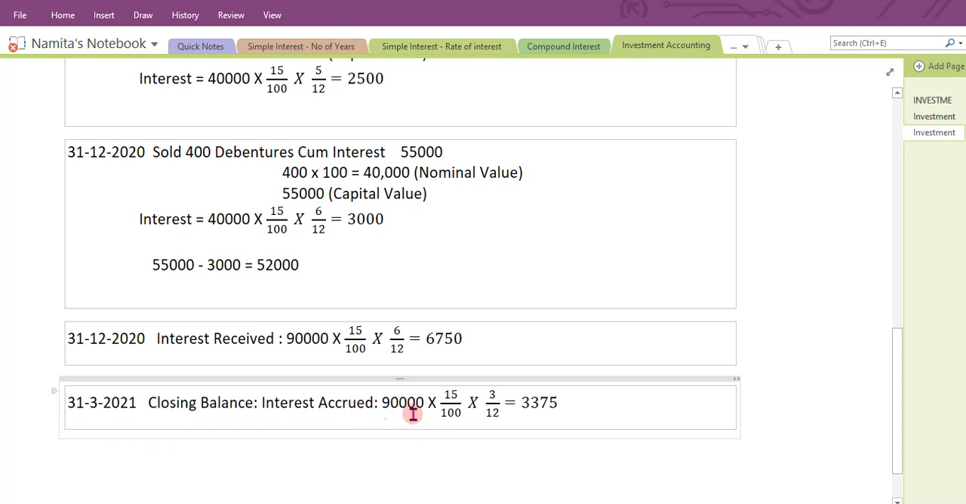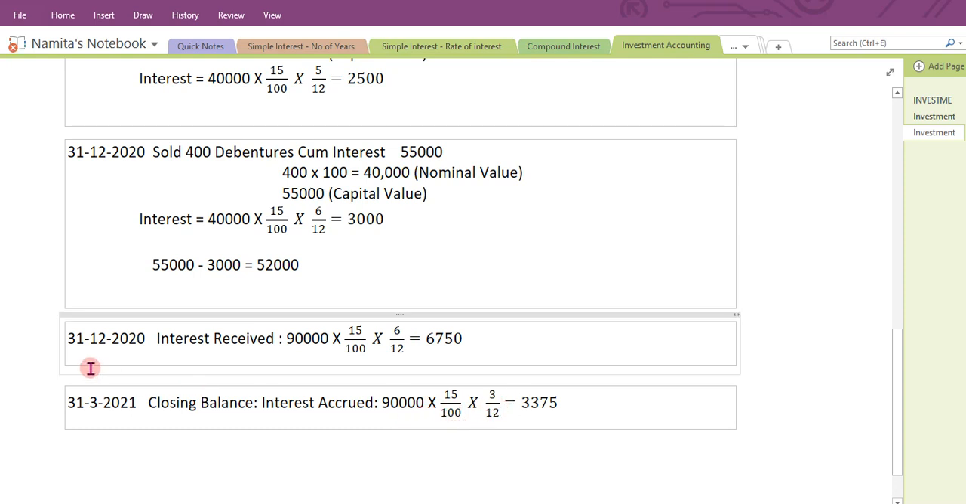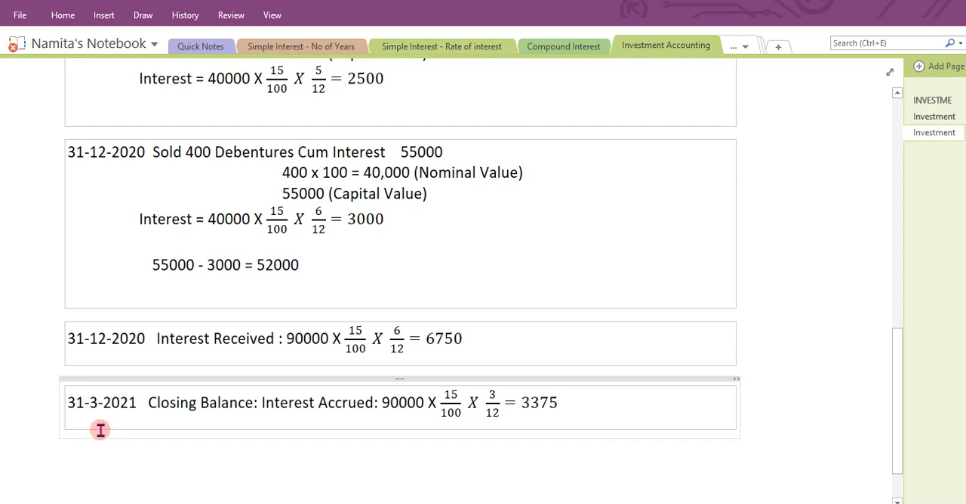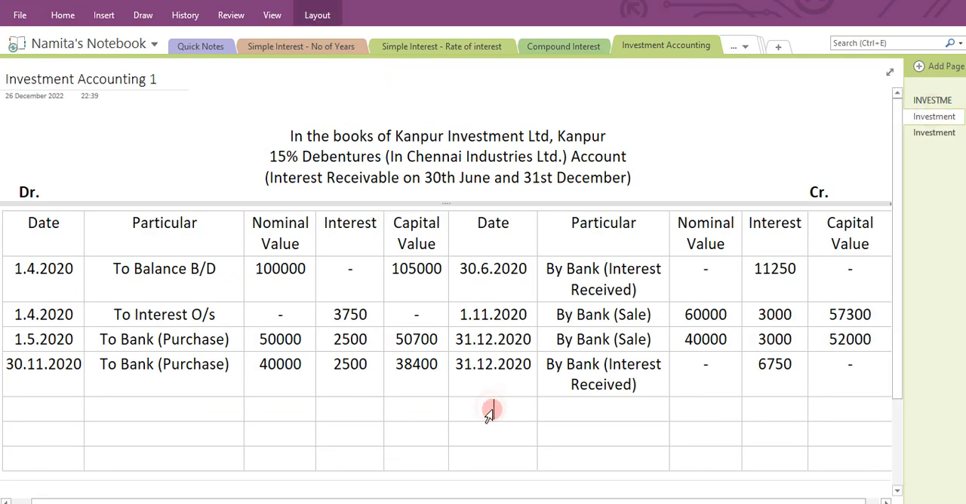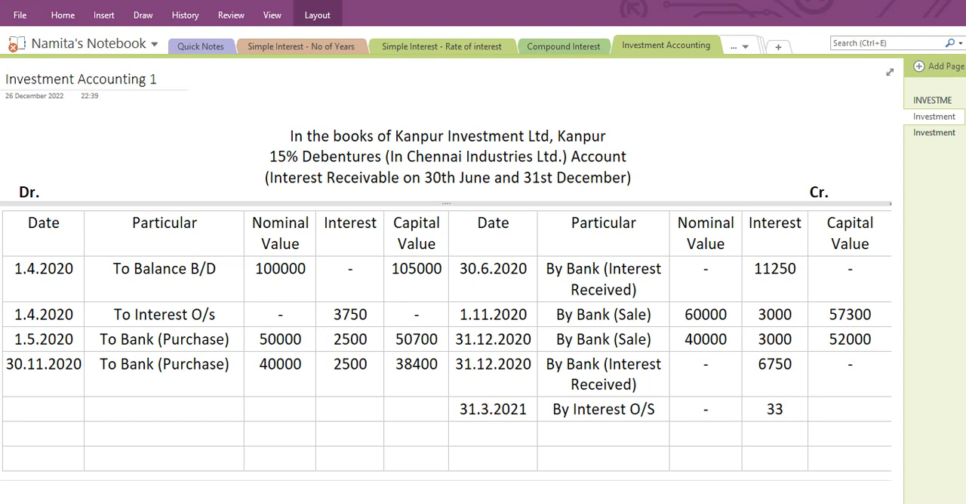So again this interest will be calculated on 90,000, because till 31st March we have only 90,000 debentures. So 90,000 multiplied by 15 divided by 100 multiplied by 3 months. Why? Because after December till March, so January, February, March, 3 months. So how much is the interest? 3,375. We are going to receive this interest on 31st March 2021, by interest accrued, or you can write outstanding also, $3,375.